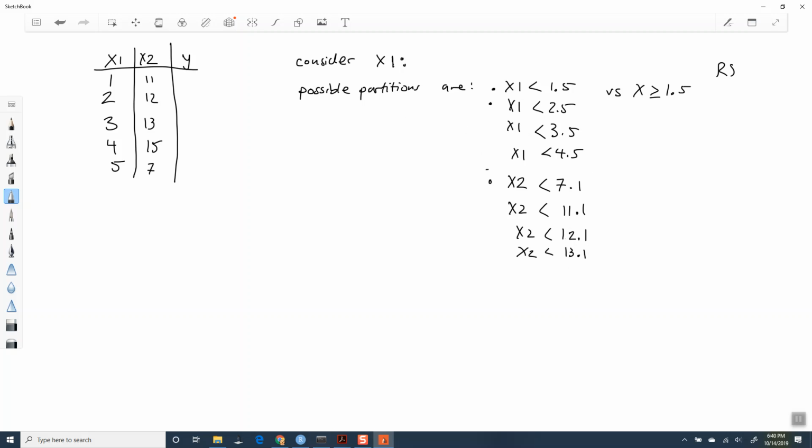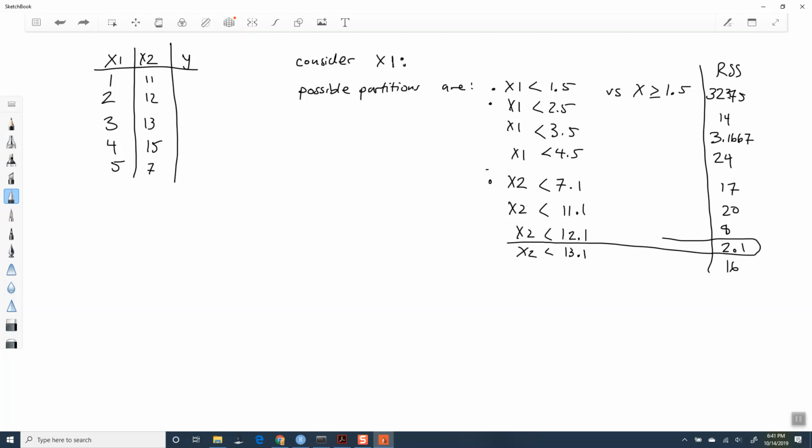We look at this, and we get a resulting RSS for all of these. I don't remember what the numbers were when we went through this. We had 32.75, and we had 14, and 3.1667, and 24. And maybe, I'm making these up, 17 and 20 and 8 and, I don't know, 2.1 and 16 or something. Considering all of these, you'd say the best one is this one right here. So considering all 8 possible partitions, this is the best, and so that's the one we choose. Does that make sense, what's happening?